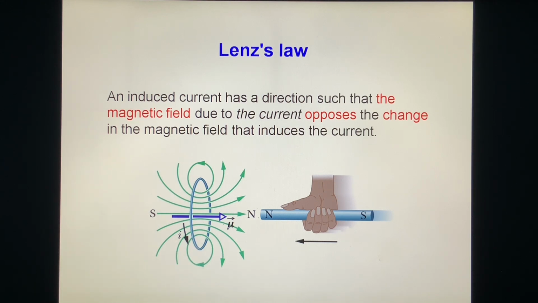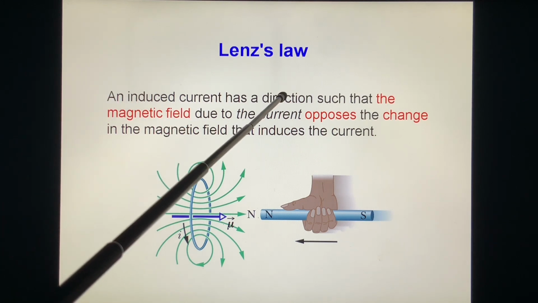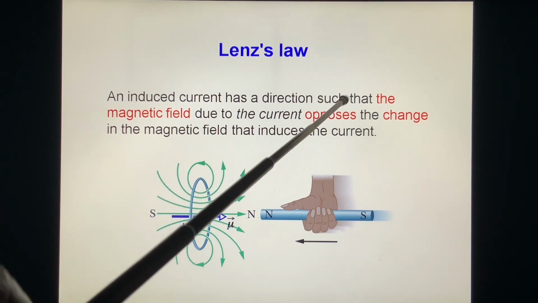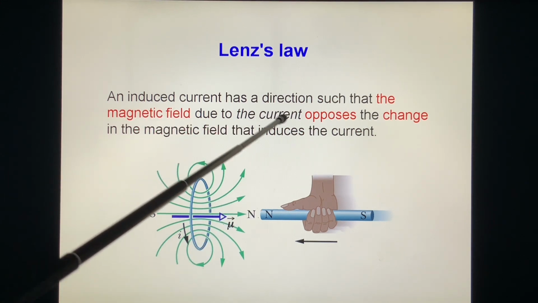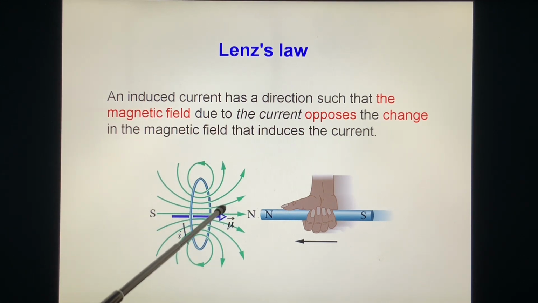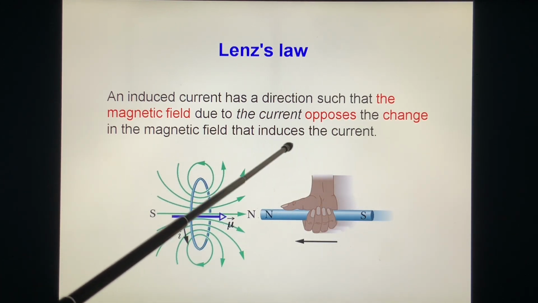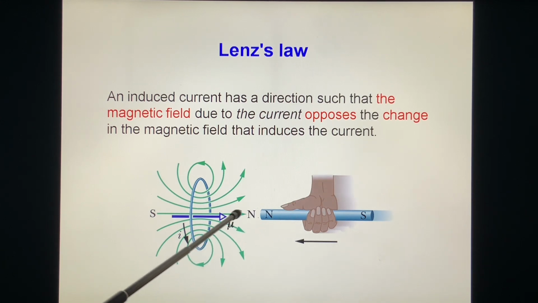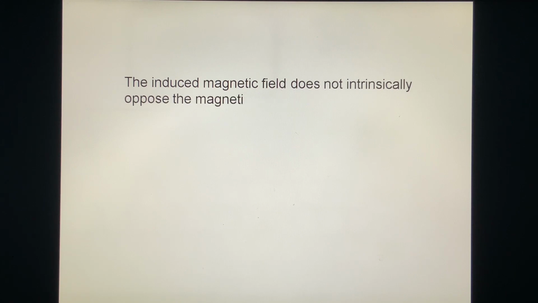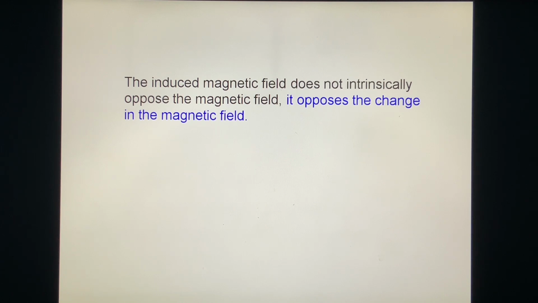Let me repeat it. An induced current has a direction such that the magnetic field due to the current, this north, opposes the change in the magnetic field that induces the current. So this is north against north, opposing it. This induced magnetic field does not intrinsically oppose the magnetic field. It opposes the change in the magnetic field. That's different.